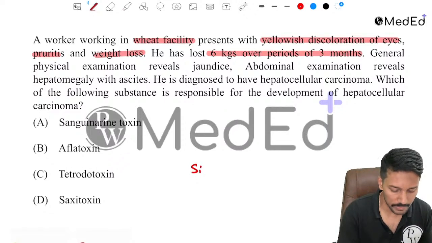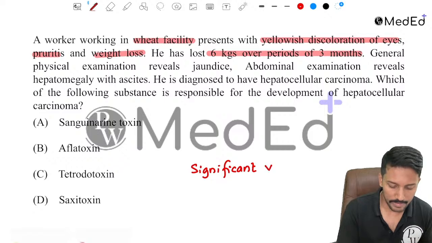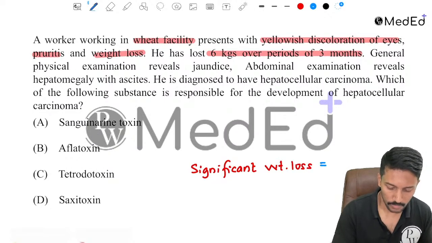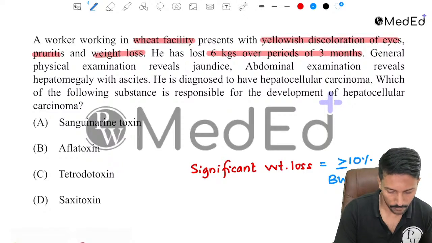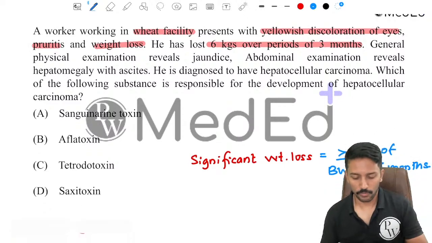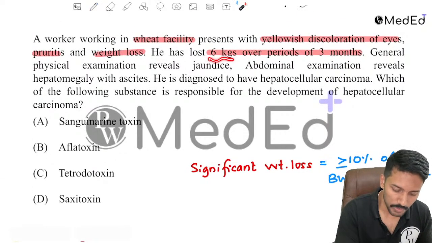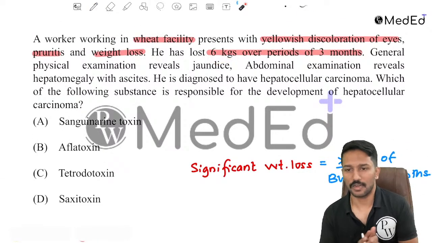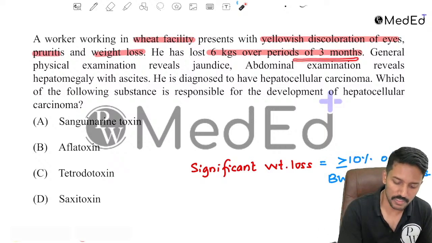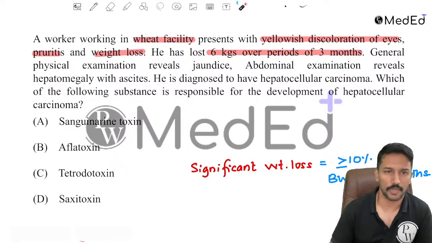So when do you call it a significant weight loss? The weight loss is considered significant if it is unintentional and the loss amounts to more than or equal to 10% of body weight within 6 months, or more than 5% of body weight within 3 months. So for an average sized adult, 6 kg would be a significant weight loss, right? If anybody has lost 6 kg within 3 months unintentionally, it is a significant weight loss.